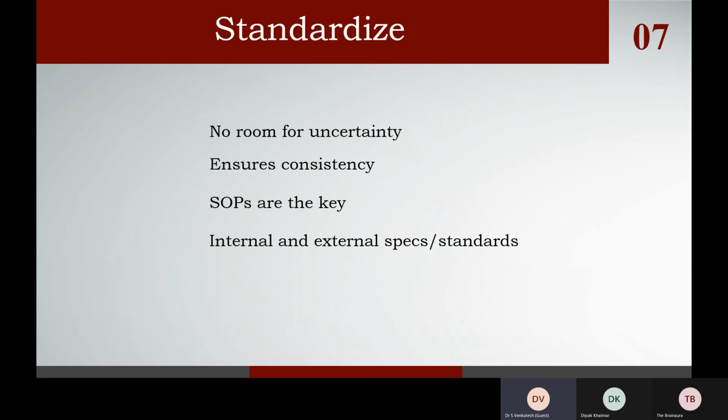Next, what we do is standardize. So why do we standardize? So that there is no room for uncertainty. You may recall in the previous step we talked about a consistent and standard way. It's already built in the standard set in order step. But here we do all the three things.